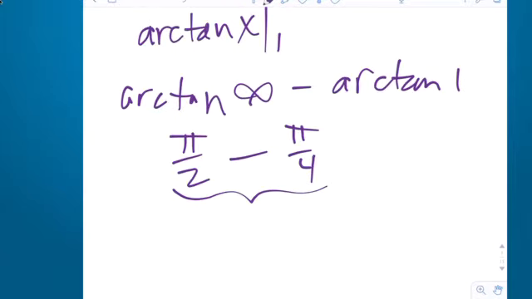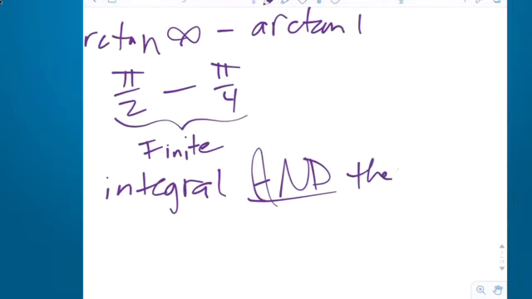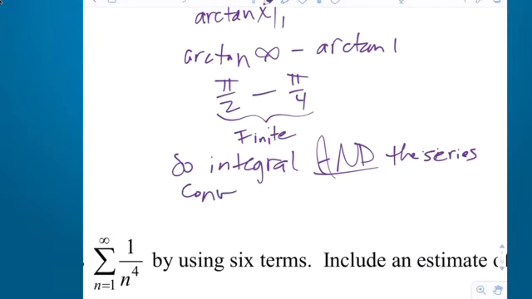Now, it doesn't really matter. This right here is finite. So the integral and the series converge. Do they both converge to pi halves minus pi fourths? Heck no. Only the integral converges to that number. The series converges to something else, more than likely. So now we can figure out what the interval is and where the series must live.